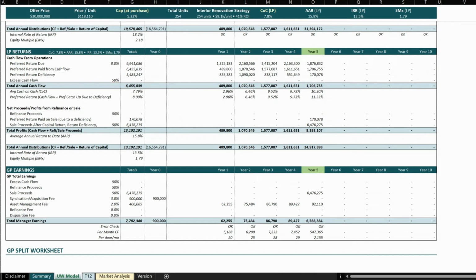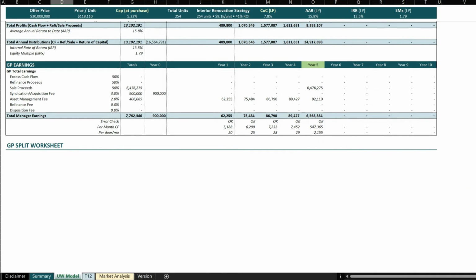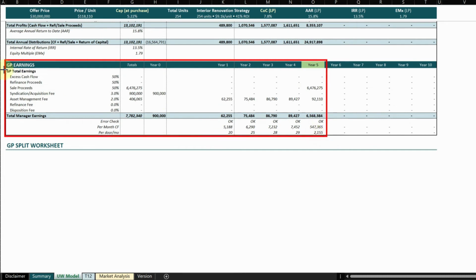And then just below that, we have our general partner earnings. So I really wanted to call out all the places that a GP could make money, right? So we have our excess cash flow, refinance, sale. You can see it here, it has everything. So you know exactly where the earnings for a GP are going to come from and when they will hit. Year zero being our acquisition fee, and you can see all the years after that.